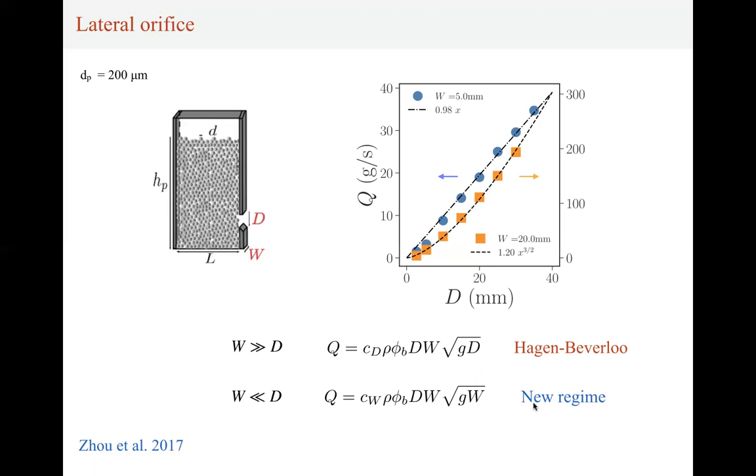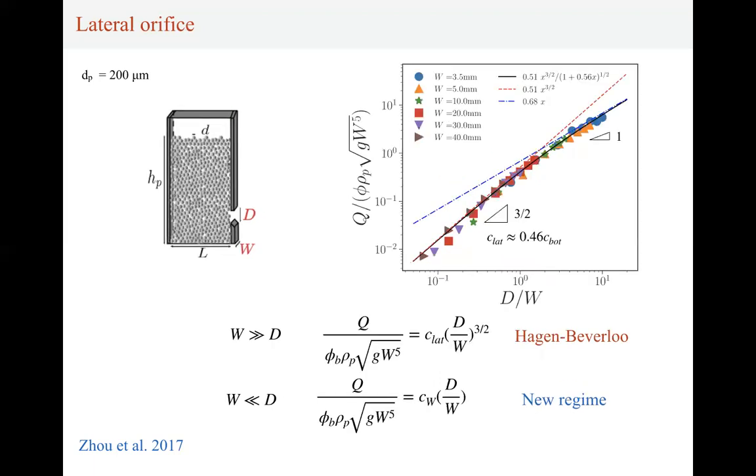Here, we scale the experiment using W, the thickness. You can see that we use a lot of different silos. The thickness varies between 3 millimeters and 40 millimeters. And when we normalize the flow rate and the size of the aperture, so we plot the ratio between D and W, you can see that all the data collapse, and we have these two regimes.